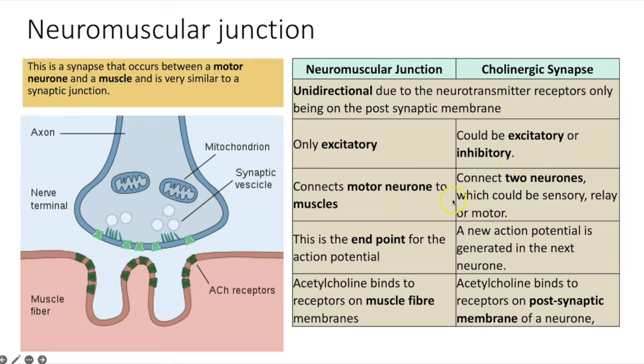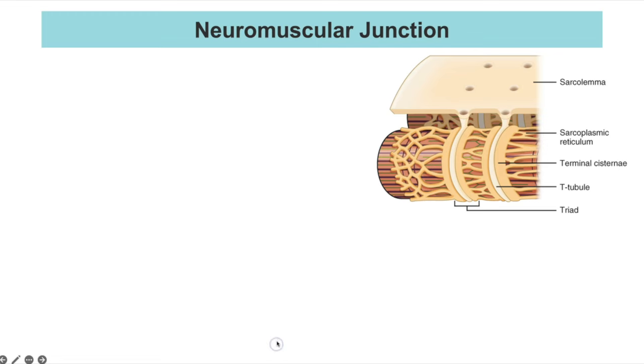We've got the difference between where they connect. The neuromuscular junction is at the end of that response arc, whereas a cholinergic synapse can result in a new action potential generated in the next neuron. And then lastly, the acetylcholine binds to receptors on muscle fibre membranes for a neuromuscular junction, whereas the acetylcholine binds to receptors on postsynaptic membranes for a neuron.